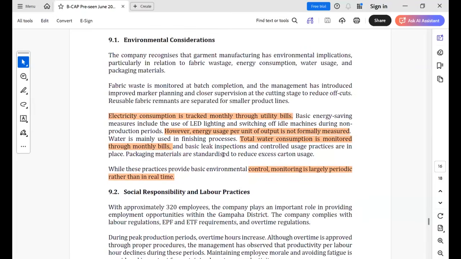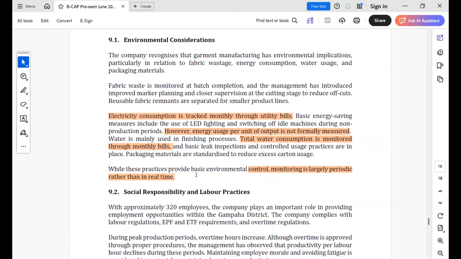The basic leak inspection and control usage practices are in place. Packaging materials are standardized to reduce the excess carton usage, right? And also, if you can reuse some packing material, right, that is kind of a saving.